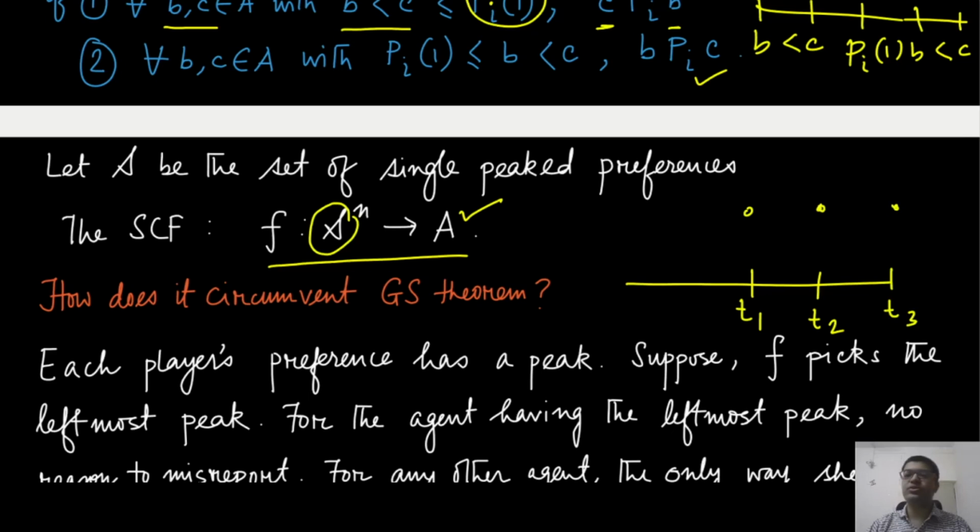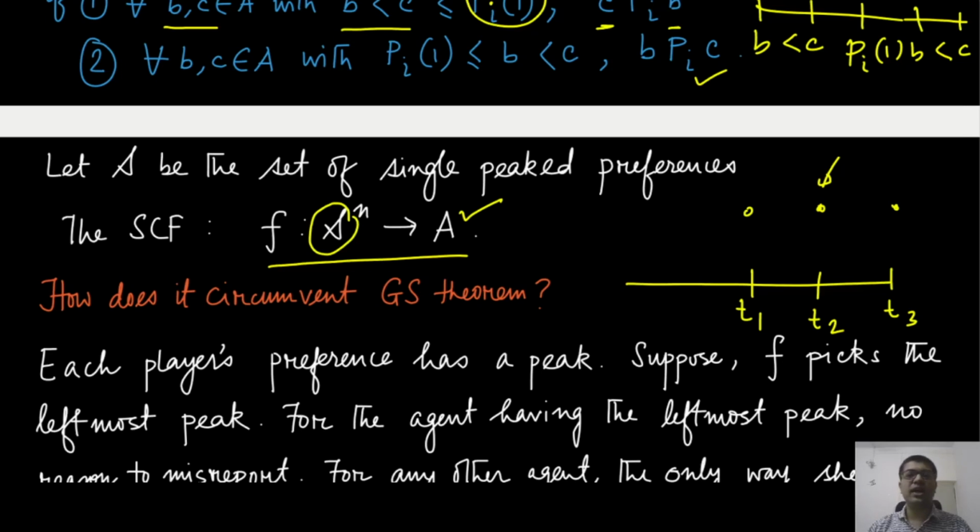Now we are going to collect together all the peaks. Let's say here is my social choice function. We collect all the peaks of all the players. We ask everyone what is your most favorite, most comfortable temperature, and we are going to pick the median of the most favorite temperatures. So in this case, T2 will become the outcome. The temperature with which the AC will be set is T2.